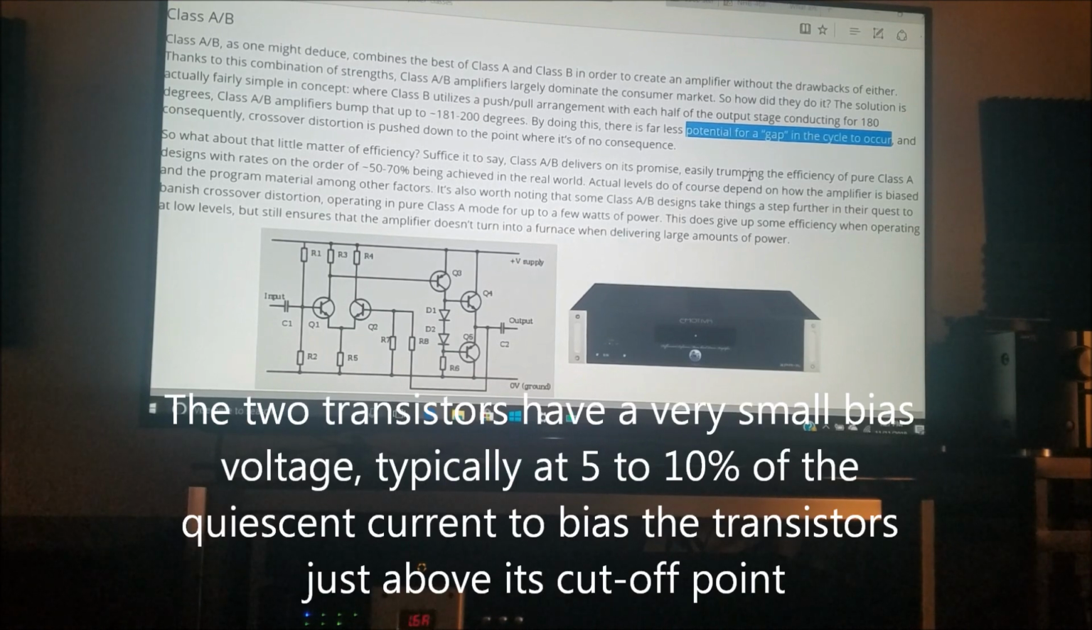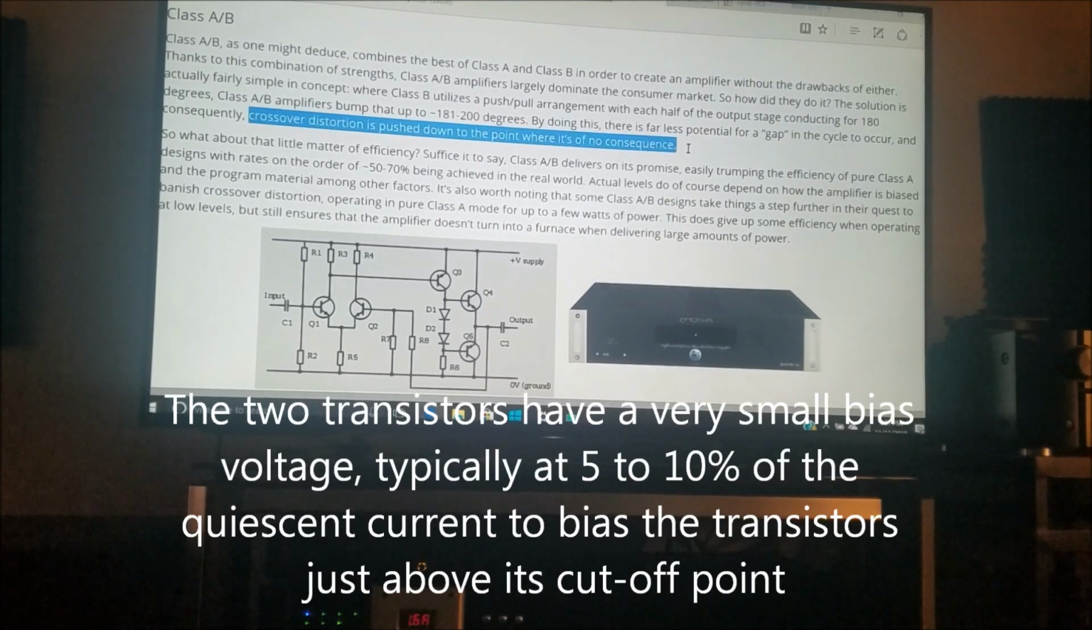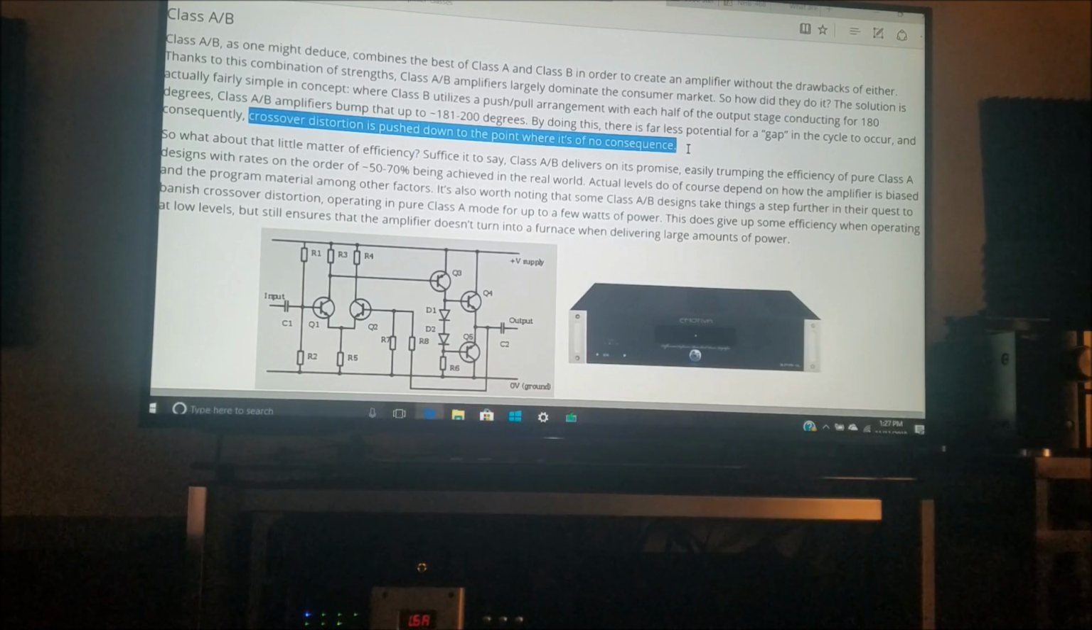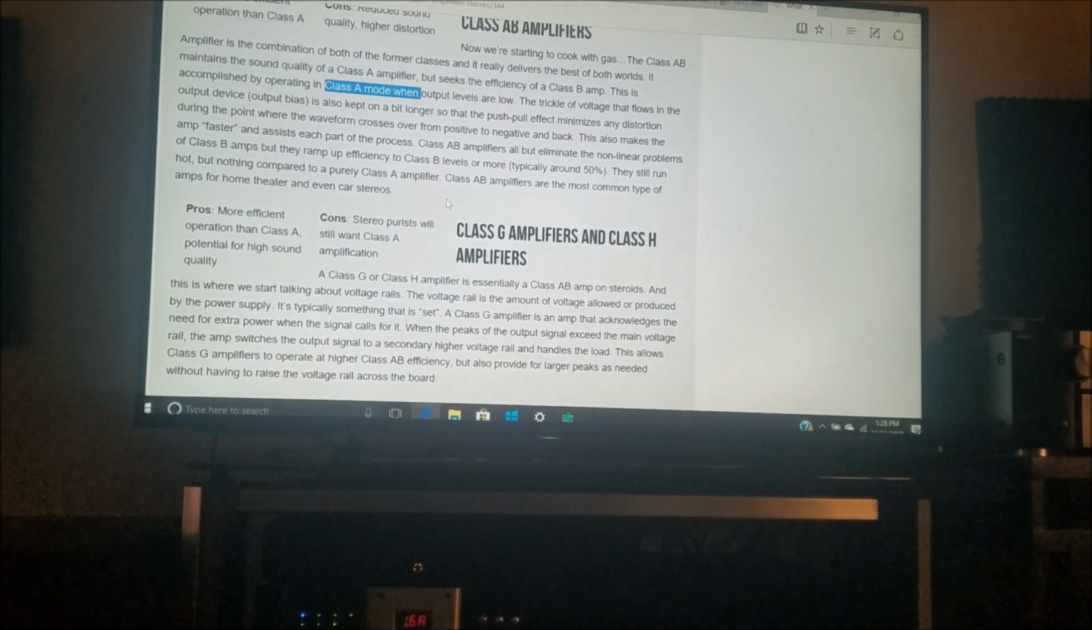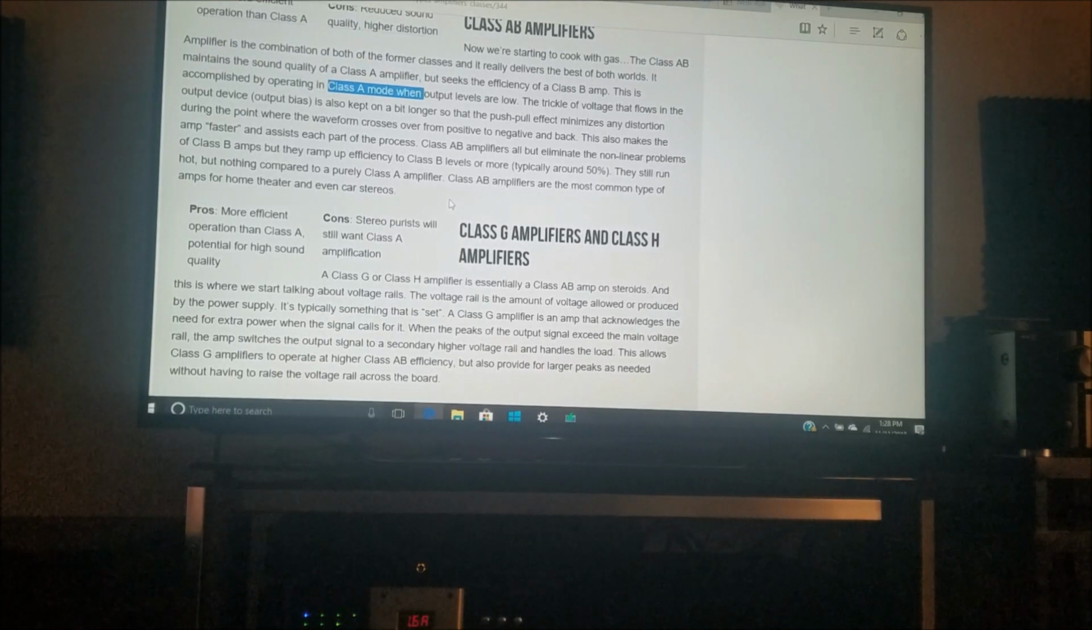And that's in an effort to cut the gap in the cycle, where most of these companies today are able to get the crossover distortion down to the point where it's of no consequence or completely inaudible. But by doing this, they're able to maintain the sound quality of a Class A amp and, well, get the efficiency that a Class B amp is able to provide. And they do this by simply running in Class A mode when there's not a lot of power desired. So when you don't need a lot of volume or power, they're going to run in Class A. Simply, when you turn up the volume, they're going to switch over to Class B.